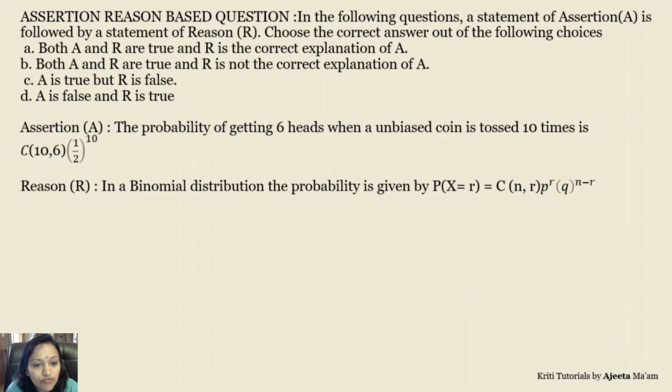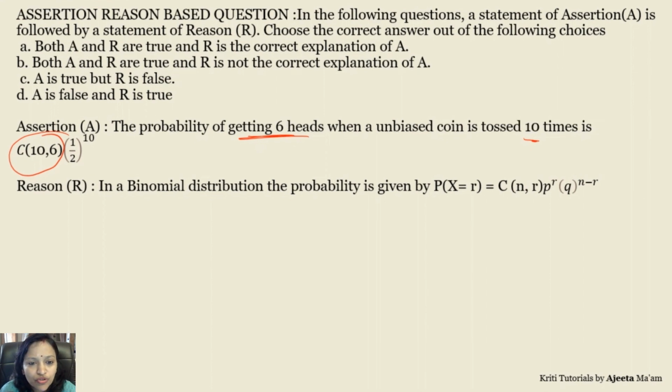Now assertion reason we have here. So for assertion reason we'll be solving it directly by using the concept. The assertion given to you is that the probability of getting 6 heads when an unbiased coin is tossed 10 times is so and so. 6 heads means exactly 6 heads. Total 10 times we have done. So we have here C10 6, right?